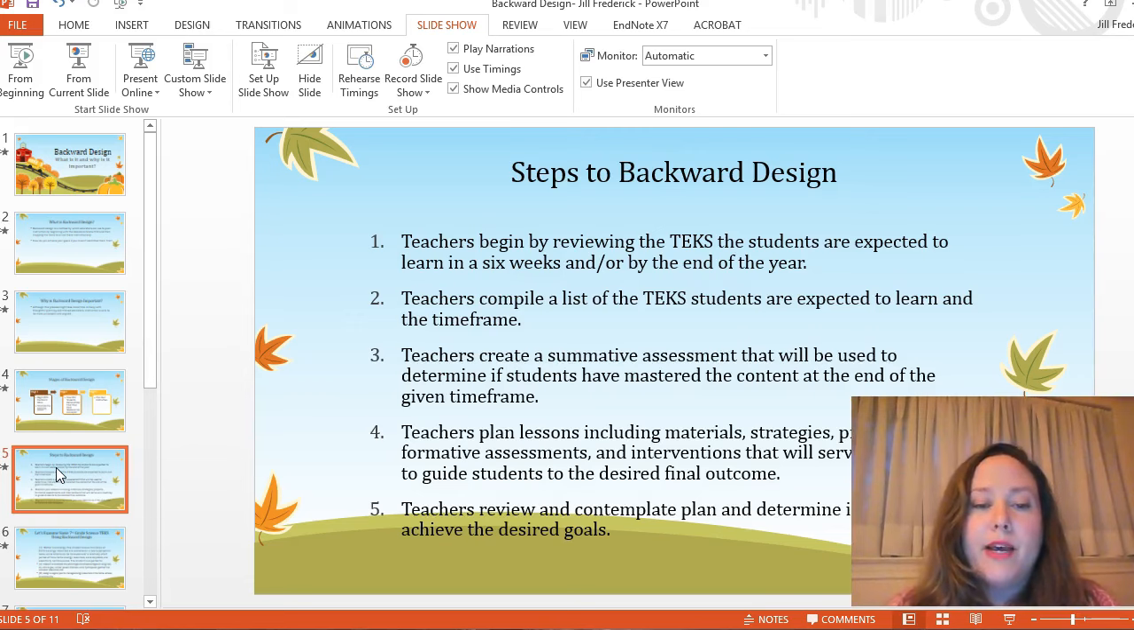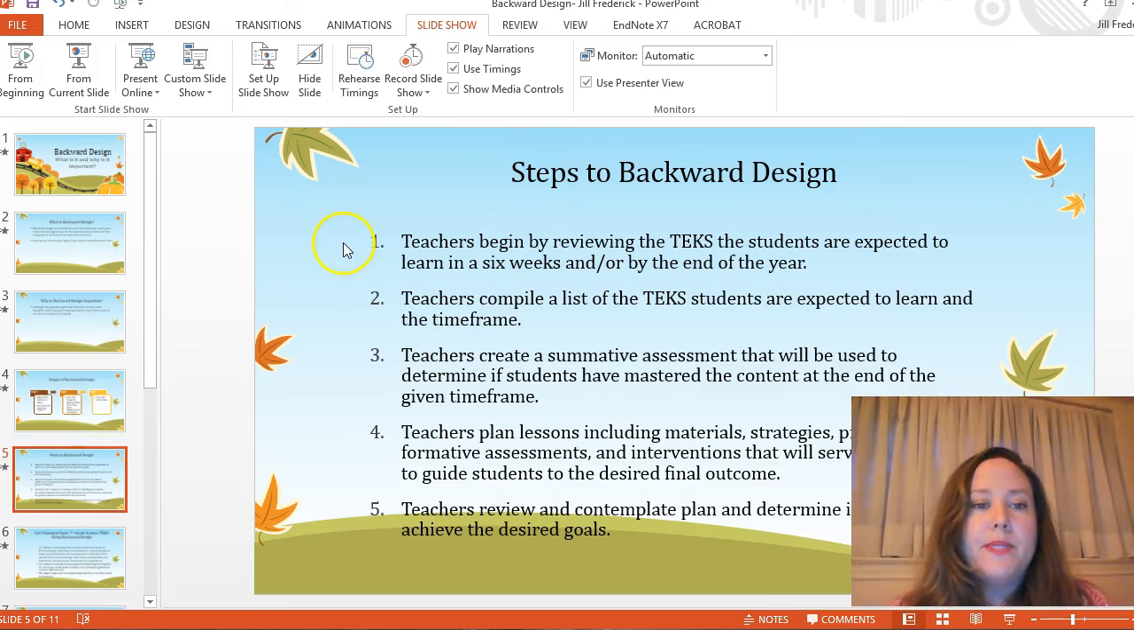And finally, number 5, teachers need to review and contemplate the plan and determine if the plan will achieve the desired goals. That's where your discussion and your collaboration comes in, because even though you develop the plan, sometimes we all need to take a step back, discuss and reevaluate and find out where maybe we left a gap or something that we can add to further create a better lesson plan.